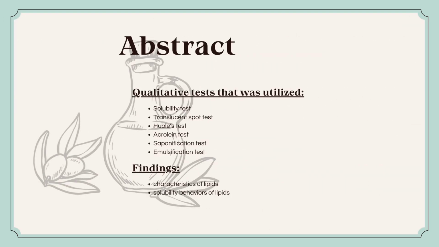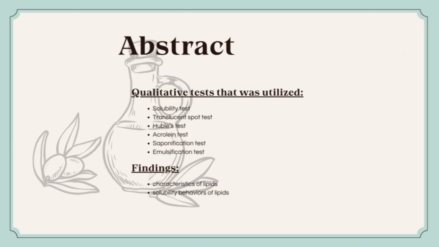Pre-lab question 3. Which can be an indication of emulsification? A. Formation of bubbles. B. Formation of precipitate. C. Formation of single phase. The answer is C. Formation of single phase. Emulsification is the process of mixing two immiscible phases with the help of an emulsifier, according to Awad et al. 2012.